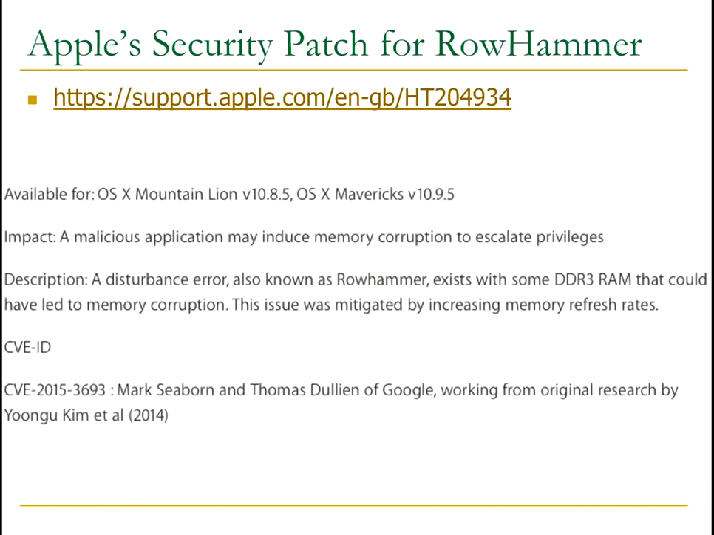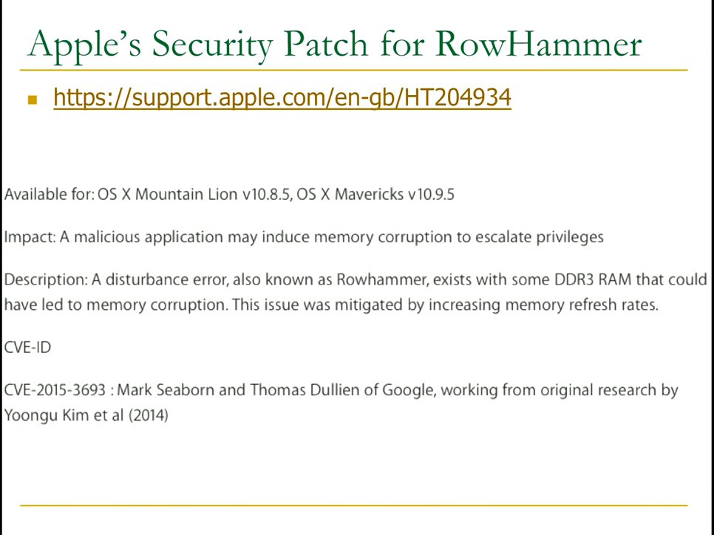Actually, we did get back to refresh now. So Apple's patch, along with others, to the RowHammer problem is basically, I'll read this over here. A disturbance error, also known as RowHammer, exists with some DDR3 RAM that could have led to memory corruption. They're very careful about this, I guess. This issue was mitigated by increasing memory refresh rates. So they could do this because they can basically release a software patch that changes the refresh rate in the memory controller.